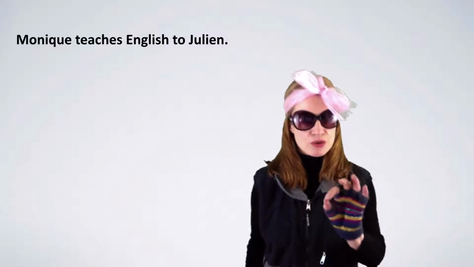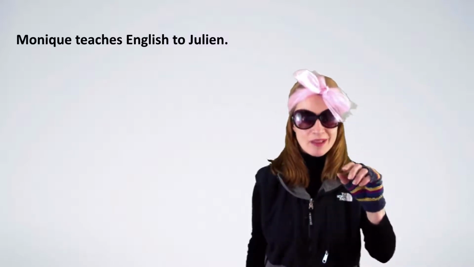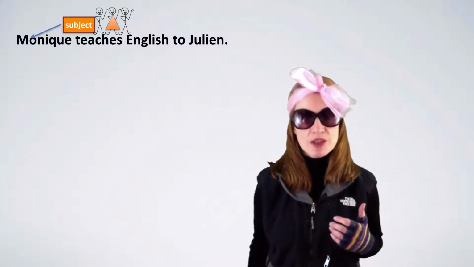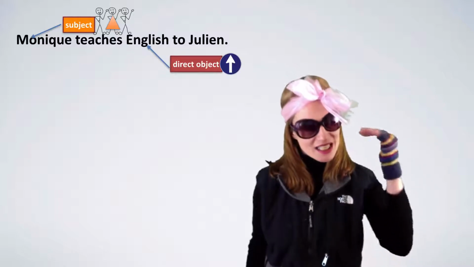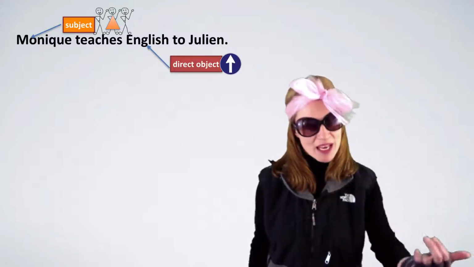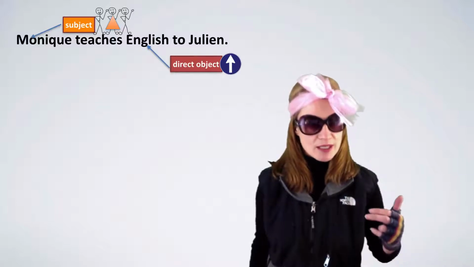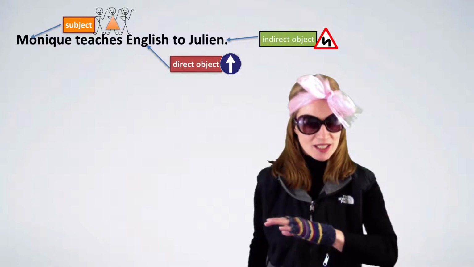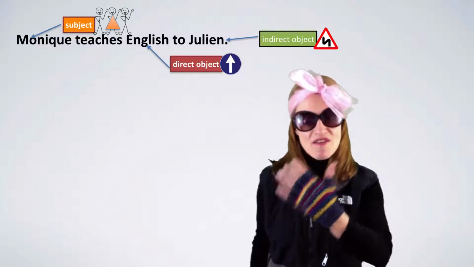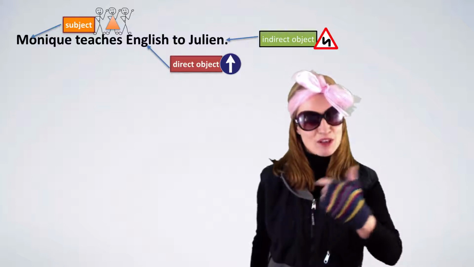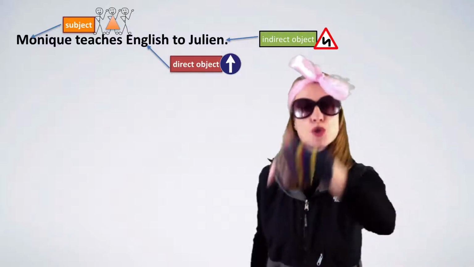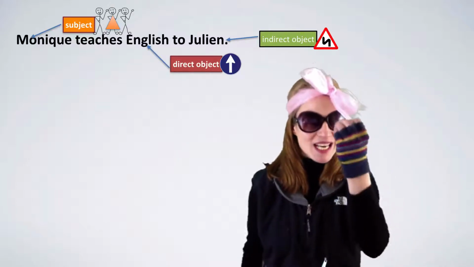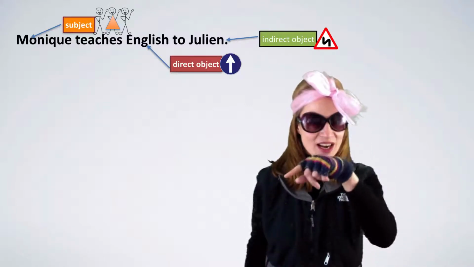So we've got the sentence: Monique teaches English to Julien. Let's do a little bit of grammaire. So Monique is the subject. She's doing the action. She's doing the teaching. The direct object is English because it's English that is being taught. It's having the verb done to it. Julien now becomes the indirect object. So he's still being affected by the verb, but indirectly, because first of all, it's English being taught to Julien. Whenever you get the word to or it's implied, you're talking indirect. We've got this indirect line.